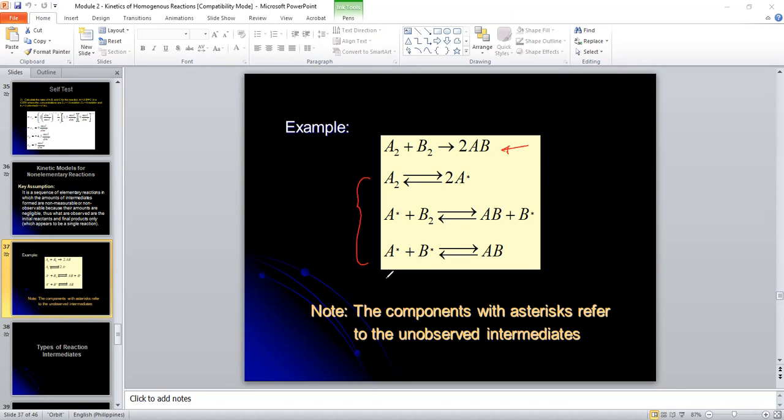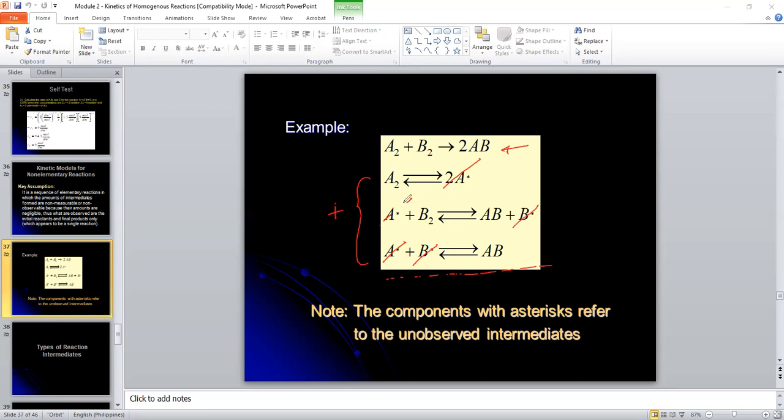So using what you have learned in Chem 1, then, on how to get the overall reaction, all you have to do is add all these reactions in your mechanism of reaction. So what you do, you have A asterisk here and A asterisk here, so that would be 2A asterisk. It then will cancel with this 2A asterisk on the other side. And then you have this B asterisk also canceling out with this B asterisk on the other side.